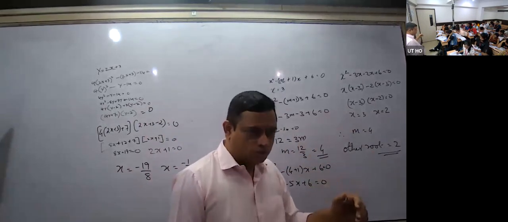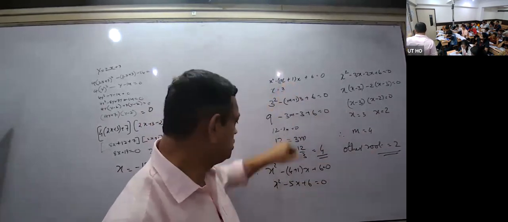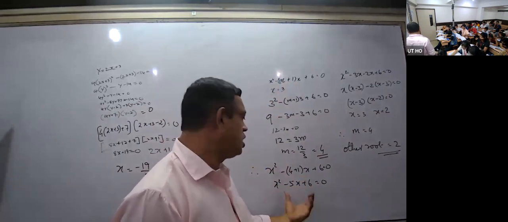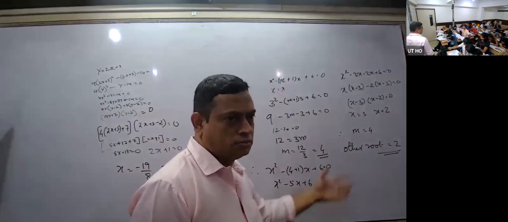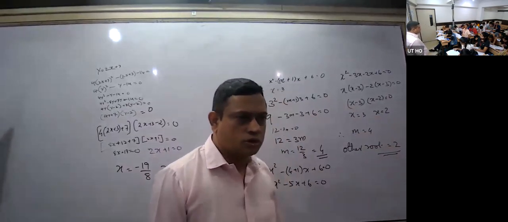You have to find the other root. For that, we will put the value of m over here. So what did you get? 4 plus 1, 5x. Then how will you get the factors? Already 3 is the root. What is the other root? Problem solved.